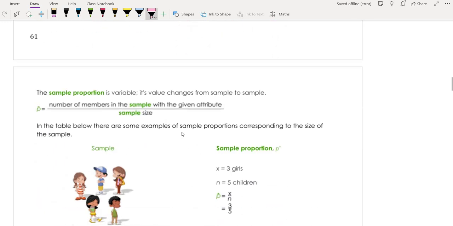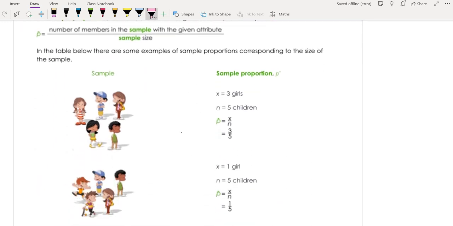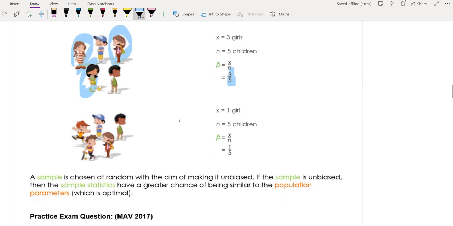So that's going to be the same for a sample as well. This is a sample because we only took 5 people out of the 8, and we're looking at girls again, so we just count 1, 2, 3. So it's 3 out of 5. That's the proportion of girls within this sample.